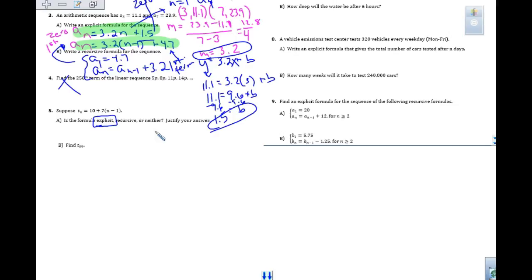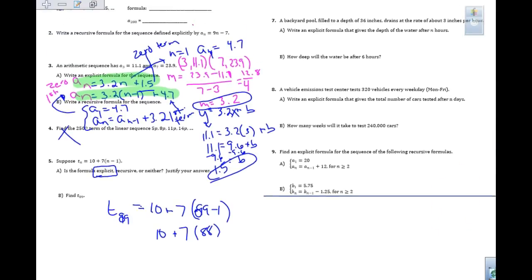And then the question is, how do we find t to the 99? You replace 10 plus 7 times 99 minus 1, or 98. Or was it 88? 89. So you could have had 7 times 88 plus 10 to get that answer. Okay.